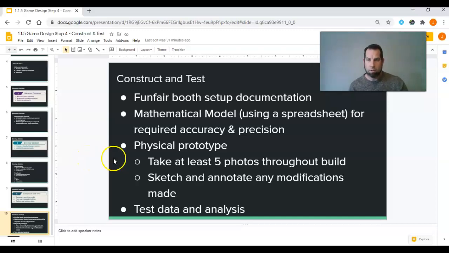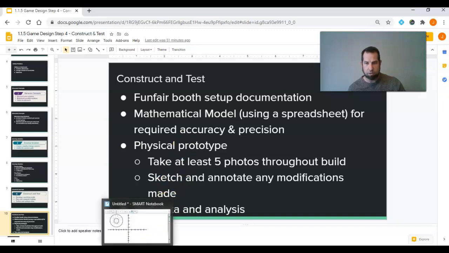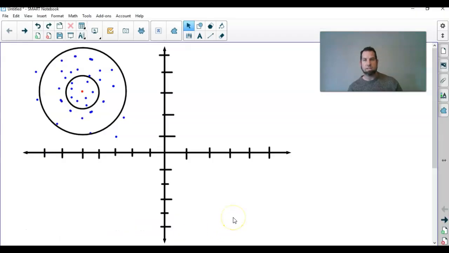All right, hey everyone, this is part 2 of our step 4 video. So we've talked about the Funfair booth setup documentation, the physical prototype, and the test data analysis. Now I want to talk about the mathematical model using a spreadsheet for the required accuracy and precision of your particular model. All right, so let's say that this is our target.